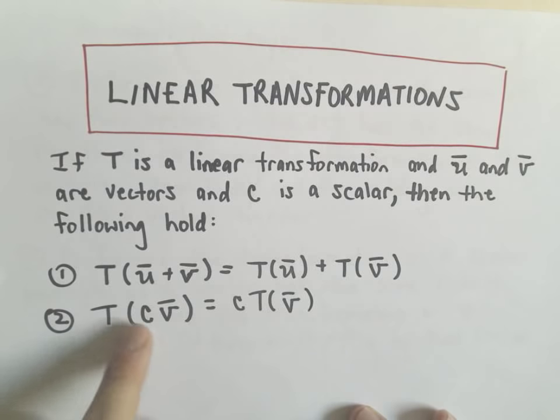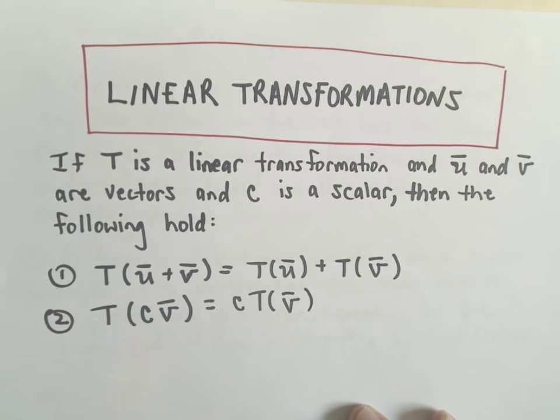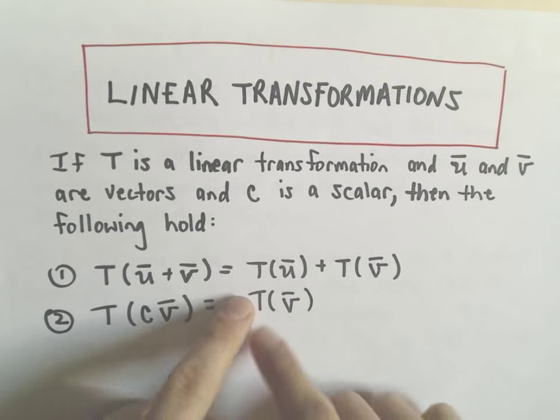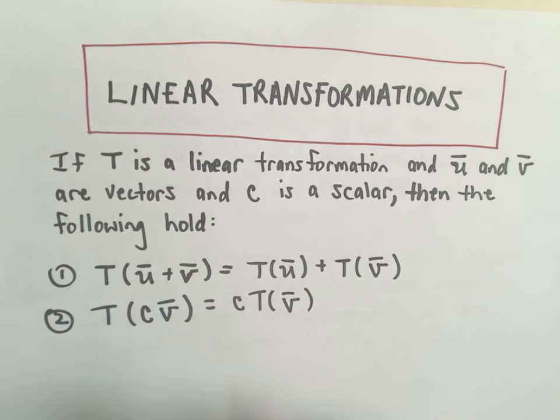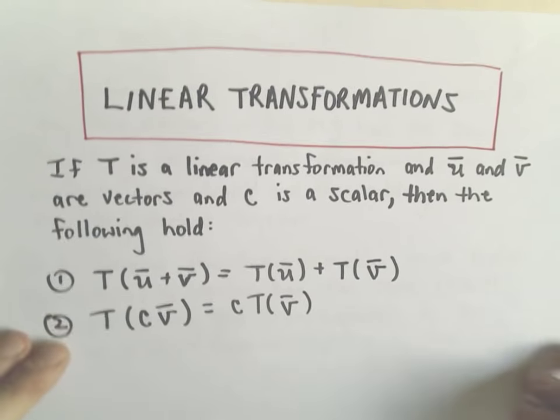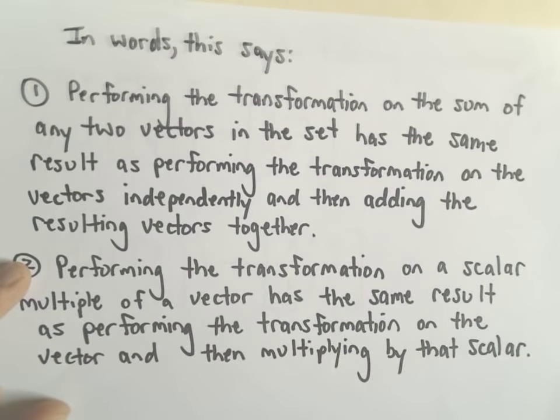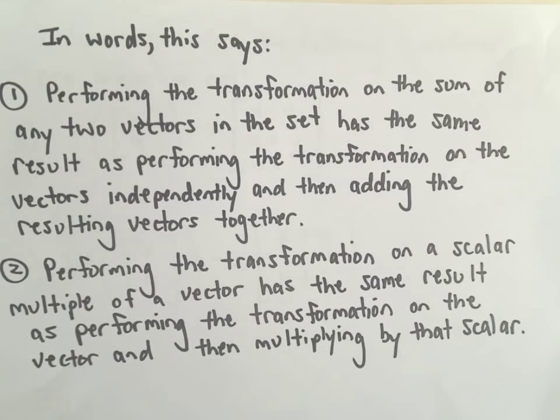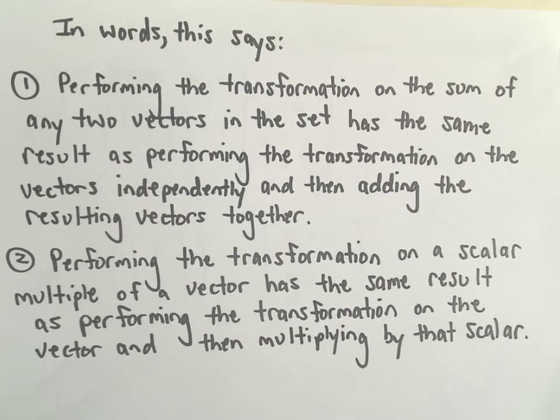The second condition says if we take our vector, multiply it by a scalar, and apply the transformation, we'll get the same thing as if we were to take the transformation and then multiply by the scalar. Okay, so again, what I just said, there it is in words. I'm not going to read all those. It's what I just said, so feel free to take a look at that again if you want to think about it for a second.